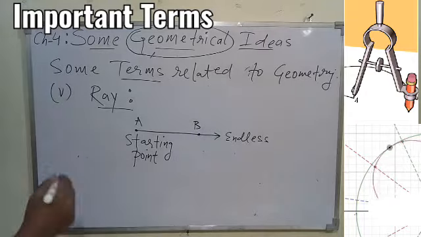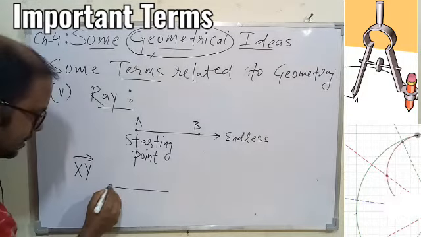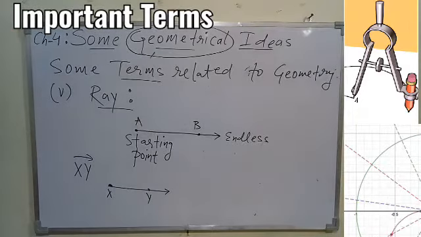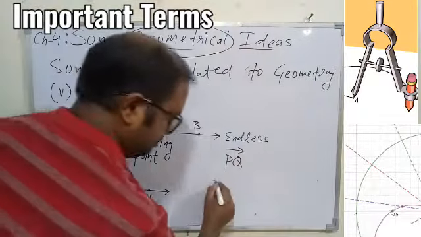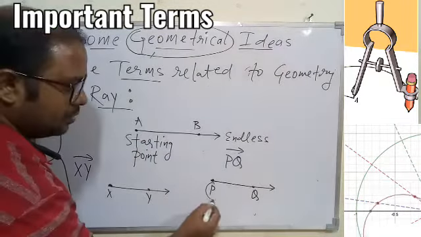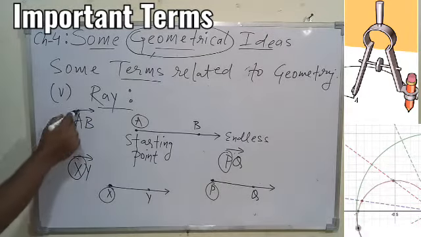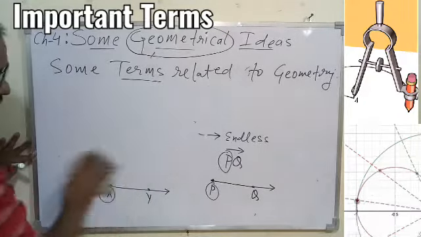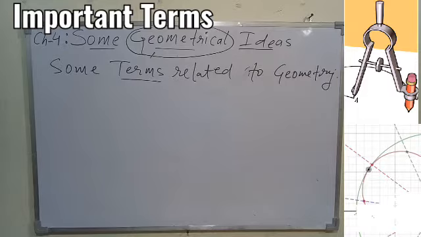If I write ray XY, what does it mean? The fixed point, the starting point, should be X. Y should lie anywhere on this line, and on this side it should not end anywhere. This is how we show the ray XY. If I write PQ, what does it mean? It should start from P, be non-terminating on this side, and pass through Q. So always remember, the first letter is the fixed point or the starting point. Be careful how you write a ray. I hope you understood the ray also: one side it has an end point, the other side it has no end point. That is the concept of a ray.